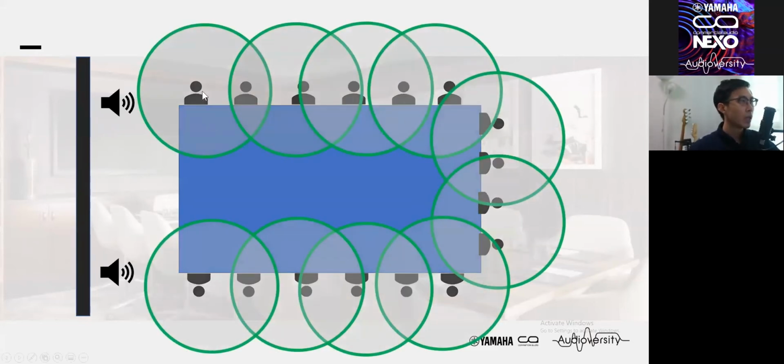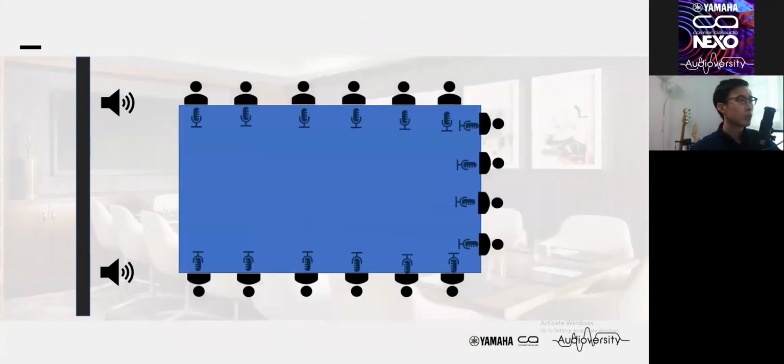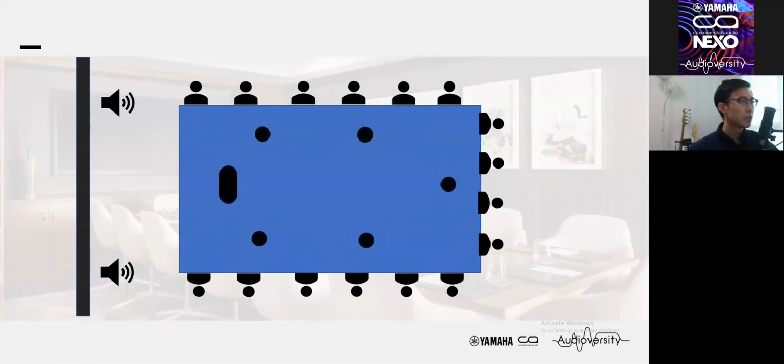So we can either turn off all the ceiling speakers when it's in this mode. So we can have a voice lift mode and a regular meeting mode. We can utilize the mics, or maybe for UC or VC purposes, we can have something like our YVC 1000.